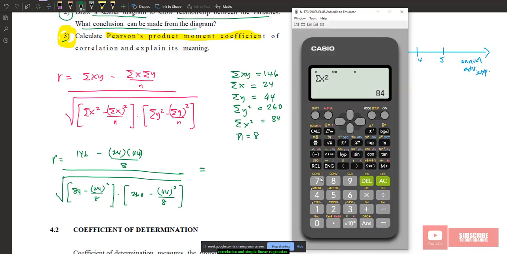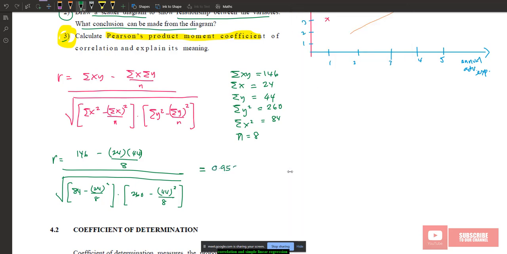Click on shift 1 and then you click on 5, regression. You can see number 3 is r. So you click on 3, r equal to 0.952526, so 0.9526. Right? So you need to do exactly what I am showing to you.